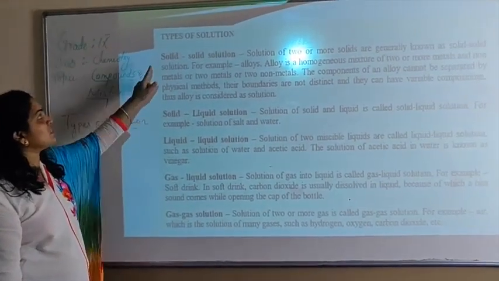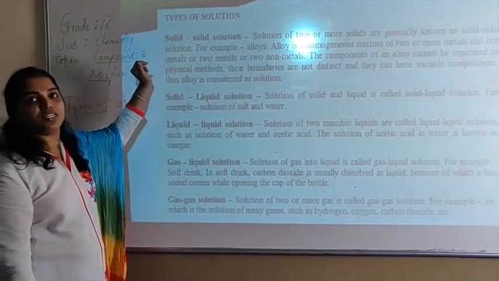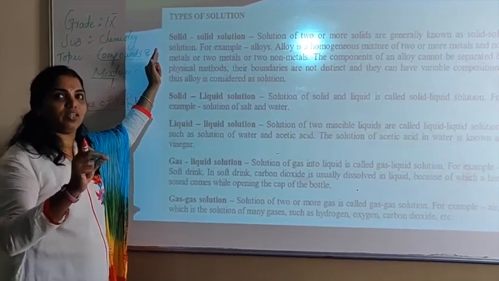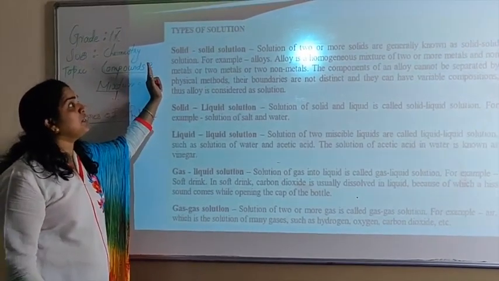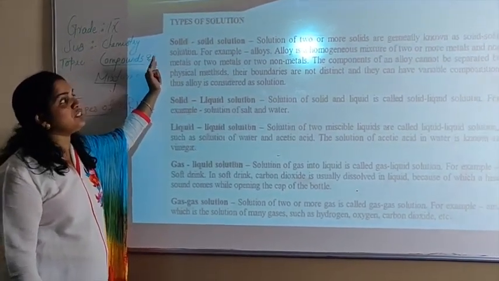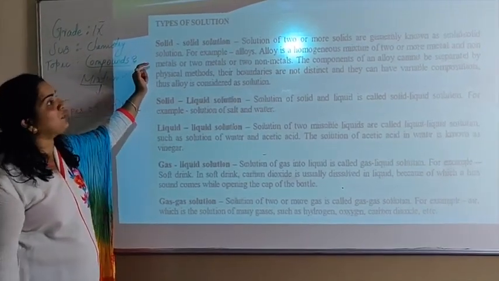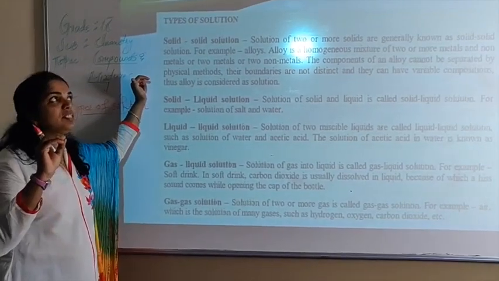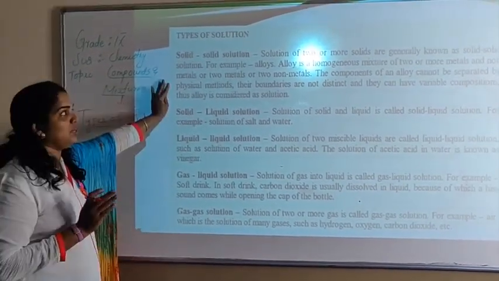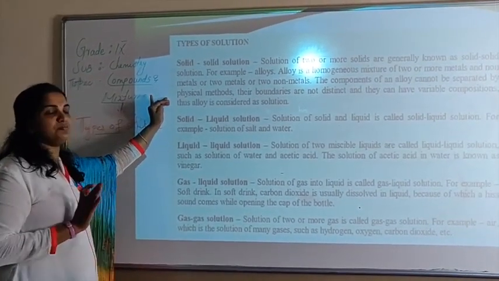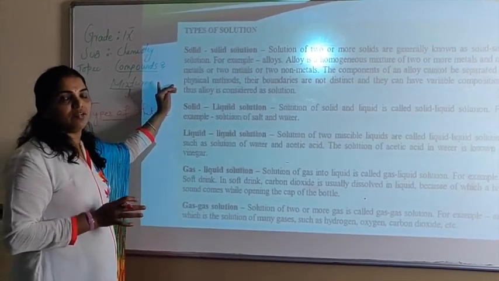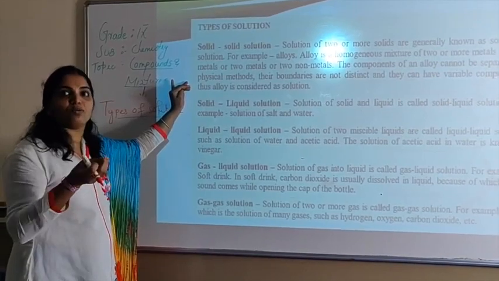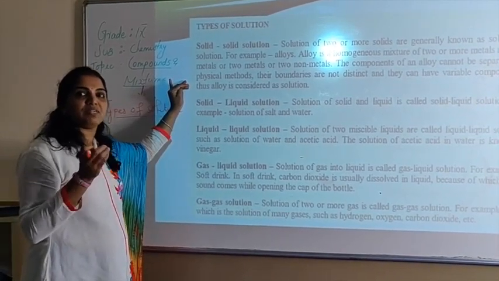First of all, solid in solid solution. Here both the dispersed phase and dispersion medium are solid. For example, alloy. Alloy is a homogeneous mixture of two or more metals. For example, bronze. For example, stainless steel. Stainless steel is a homogeneous mixture of two or more metals. Which are the metals present in the stainless steel?